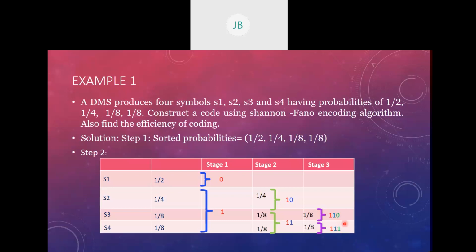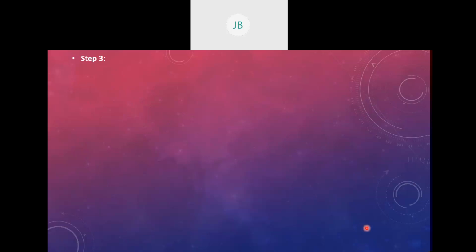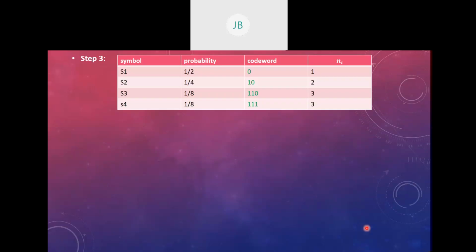For example, the last symbol. So this represents the last symbol S4. So that will have a code word of 1, 1, and 1. And the third symbol will have a code word of 1, 1, and 0. Similarly, the second symbol here and the first symbol here. So if you notice this, every symbol has a different code word length. I mean, they have a variable code word length. So this is the idea. So basically, this should be the fifth step because we have combined many things in the previous step.